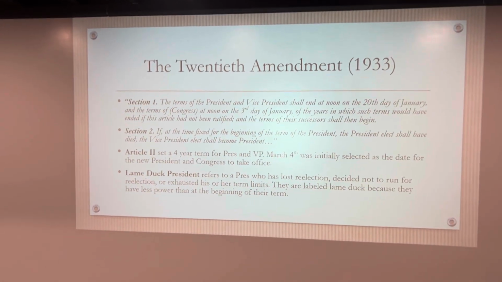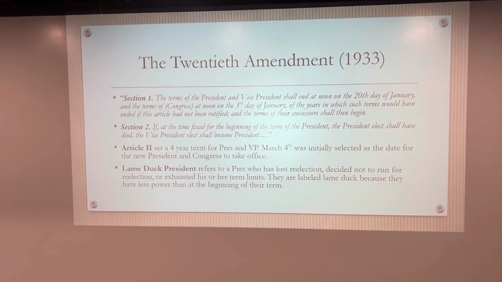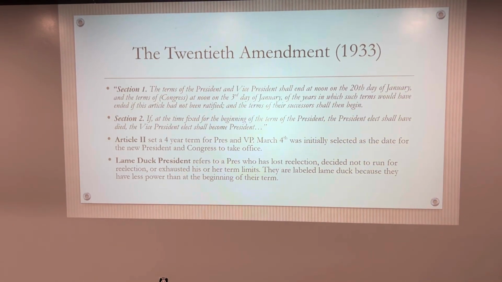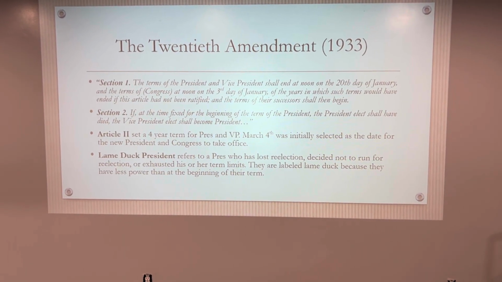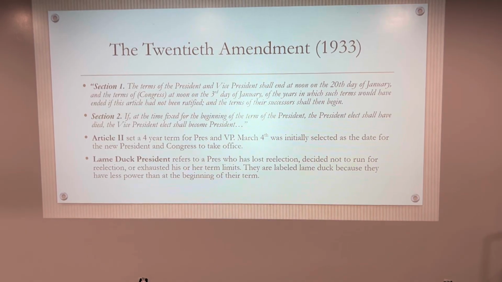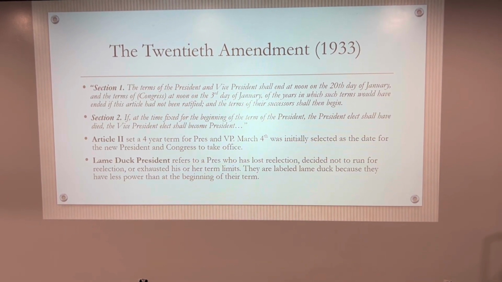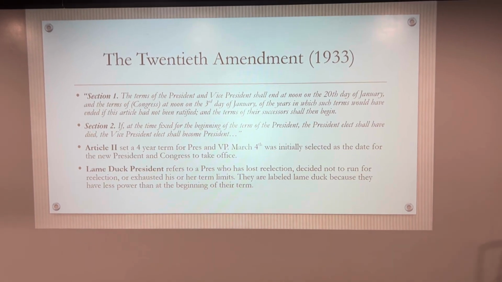The 20th Amendment, which was ratified in 1933, is also known as the Lame Duck Amendment. A lame duck president refers to a president who has lost re-election, decided not to run for re-election, or exhausted his or her term limits. They are labeled lame duck because they have less power than they did at the beginning of their term.